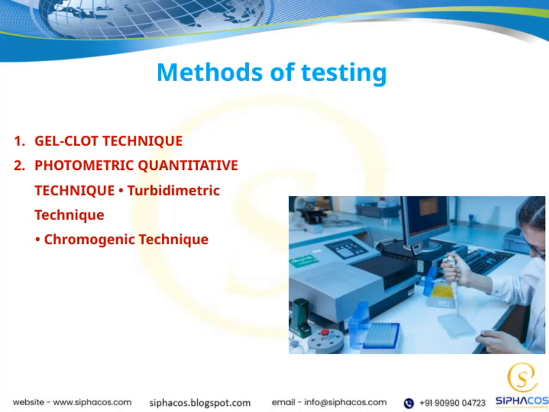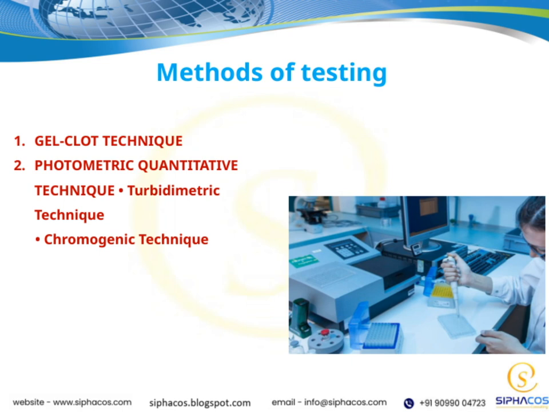Let's take a closer look at some of the methods we use for testing. First up is the gel clot technique. This method is essential for evaluating clot formation and stability, which can give us valuable insights into coagulation disorders. Moving on, we have the photometric quantitative technique, which includes two main approaches.